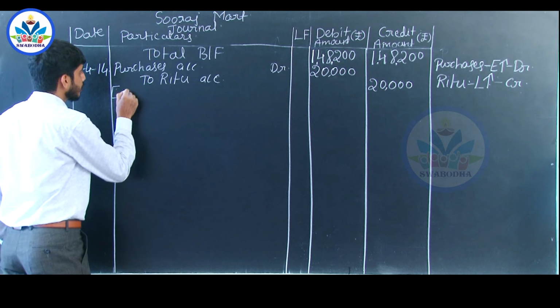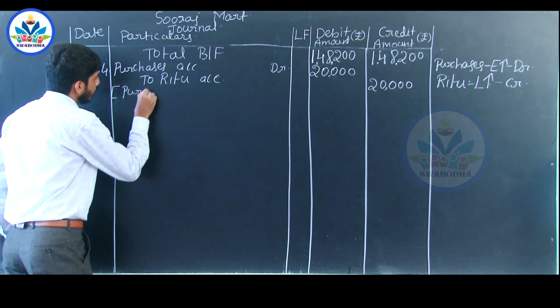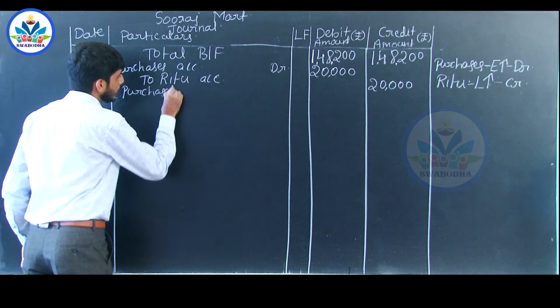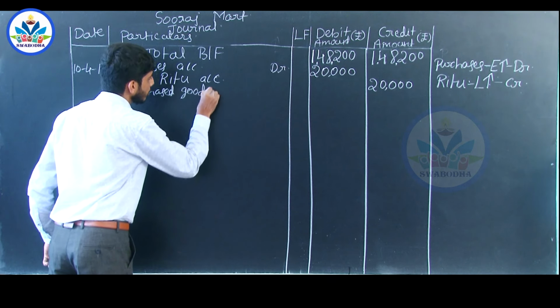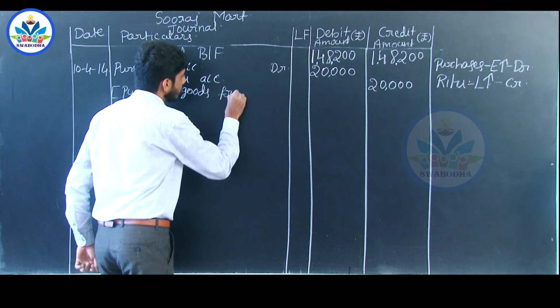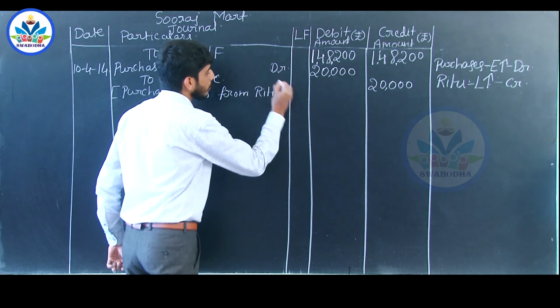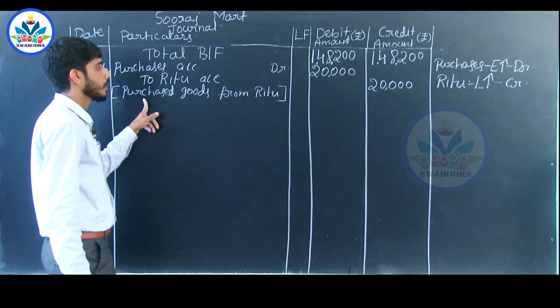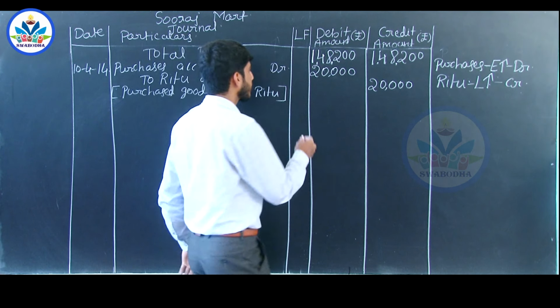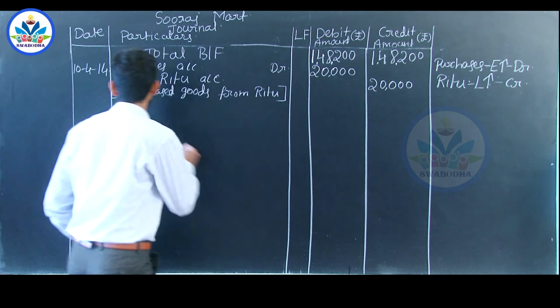Write down the narration. Purchased goods from Ritu on credit. 20,000.